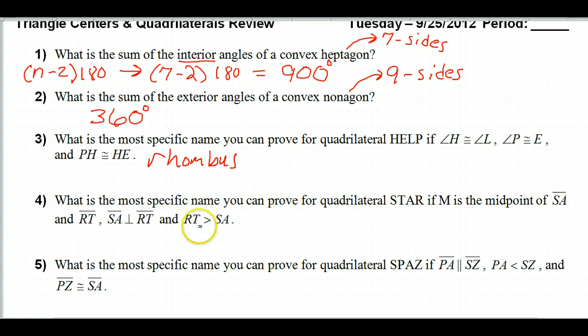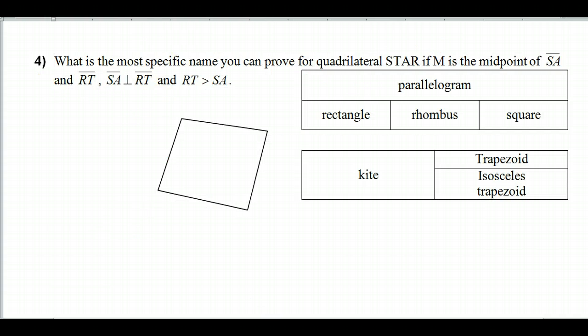Okay, so let's go back and do number 4. What is the most specific name we can prove for quadrilateral STAR? So let's see, STAR. If M is the midpoint of segment SA and RT.